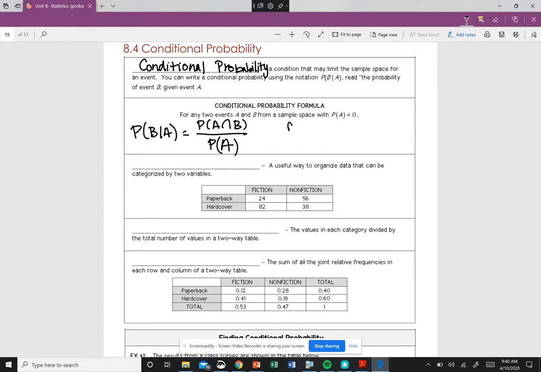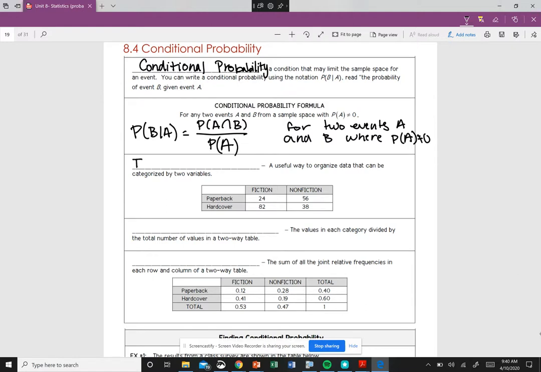So for two events A and B, where the probability of A does not equal 0. See why probability of A can't equal 0? It's because we're dividing by probability of A. Anyway, this next thing is called a two-way table.